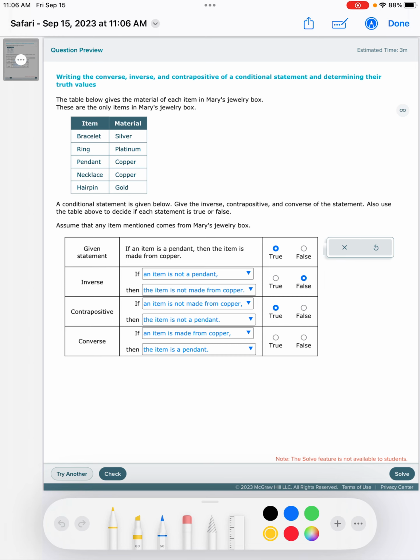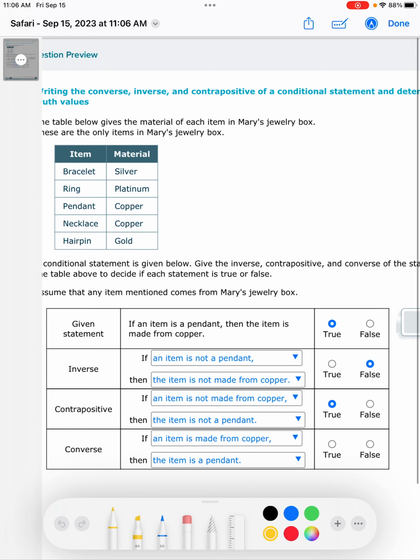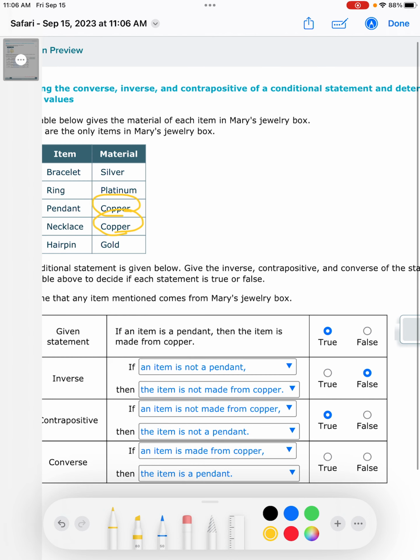We use yellow if an item is made from copper. Okay, so where are my two coppers? I have these right here. Then the item needs to be a pendant. Well, that works for this line. Oops, that line. But we also can make a necklace.